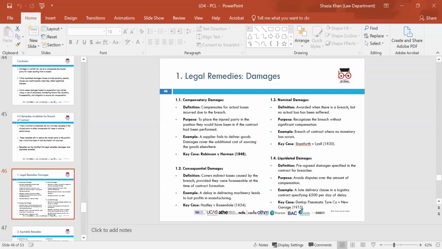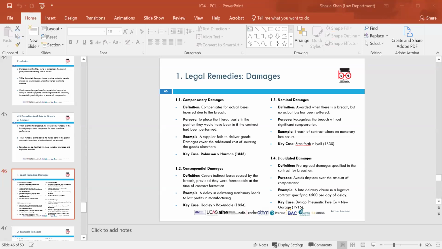The next one is consequential damages. Consequential damages are damages that are not a natural result of breach of contract, but are reasonably expected by both parties at the time of the contract. They're also known as special damages. An example could be a delay in delivery of machinery that leads to lost profits in manufacturing. So if a supplier fails to deliver something, that's the case of Hadley and Baxendale, 1854.